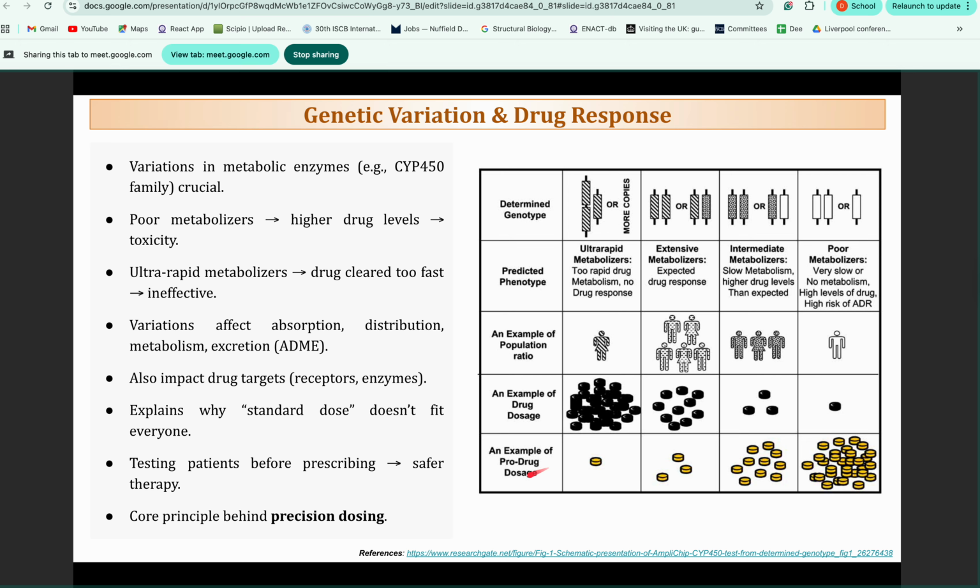Then an example of pro-drug dosage. A pro-drug means a drug which is helping this particular drug to work effectively. This is the example of how much dosage of this pro-drug is required. So this tells you why genetic variations are important to consider before designing drugs, individual therapies, or individual drug doses.